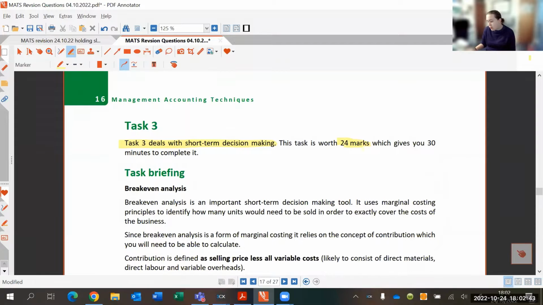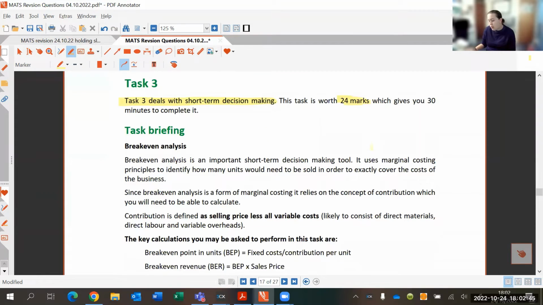So what sort of things are we looking at with this? The main thing is that you'll be asked to do some sort of break-even analysis. As I say, this is looking at how many units we need to sell in order to cover our costs. You may also have some element of a target profit in there. So it might be that the company wants to make a profit of £10,000 on top of those costs, and you have to factor that in, and that will alter how many units you need to sell.